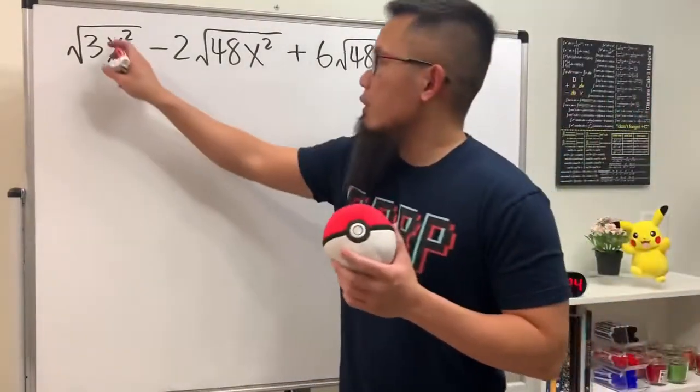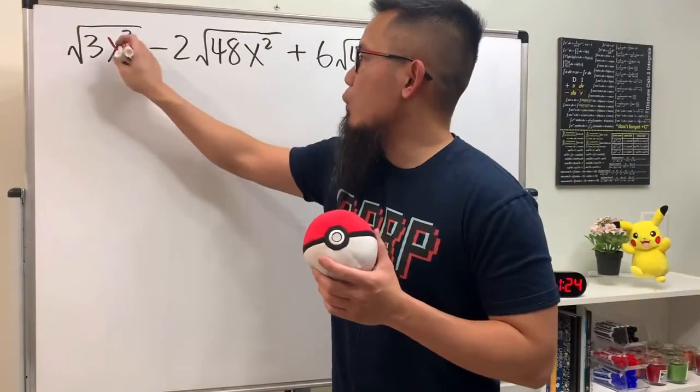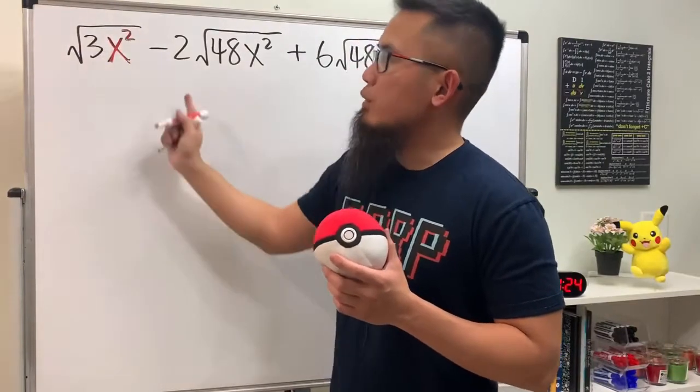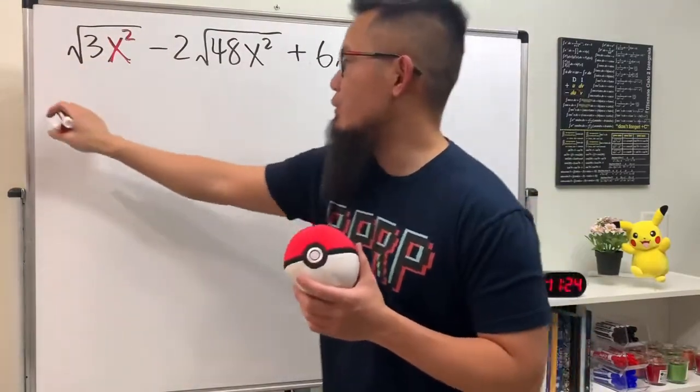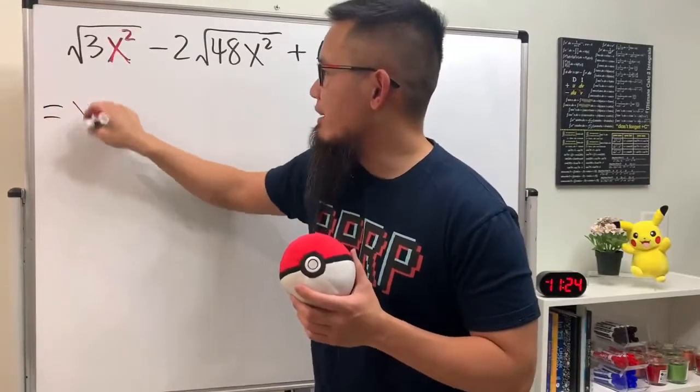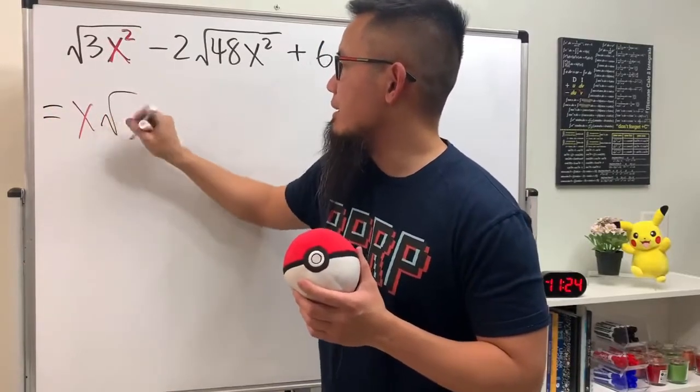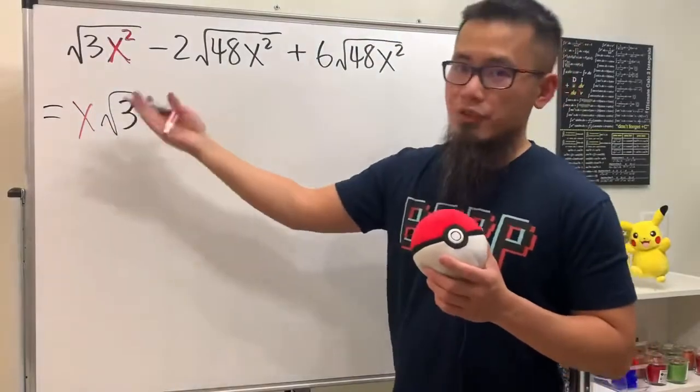With that being said, when we have the x squared inside the square root, we take it outside, and then we just have x, and then we have the square root of 3. So that's the simplification for the first term.